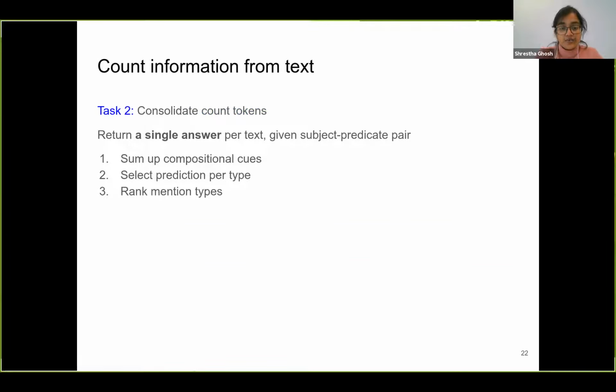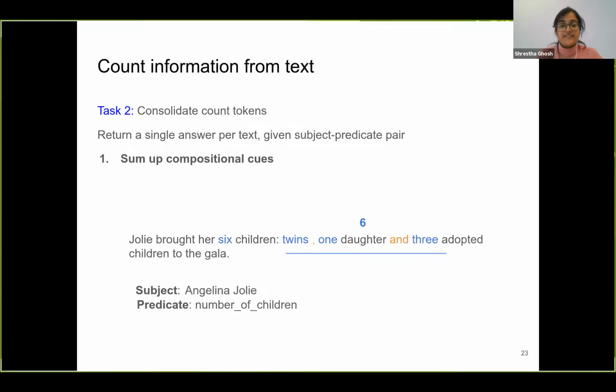So the second task, once we have identified the count cues, is to consolidate these count tokens so that we can return a single answer per text, given a subject and a predicate pair. The first step is to sum up the compositional cues. And here, for example, in this sentence, we sum up twins, 1 daughter, and 3 adopted children, and not 6 children, because this is separated from the rest of the counts.